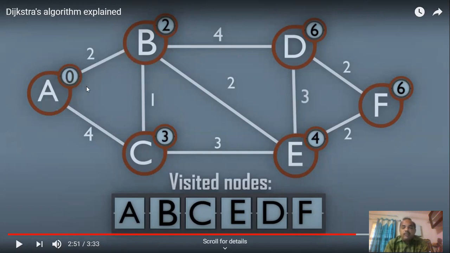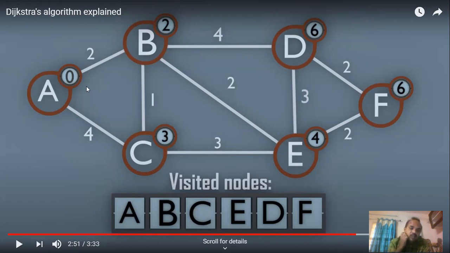So we want to find the minimum path. Yes or no? Dijkstra's algorithm is the shortest path algorithm. This is used to find the shortest path from source to destination. So in this graph, which is the source one? A is the source. F is the destination. I want to move from A to F. Then which is the shortest path? So we want to find the shortest path from A to F.